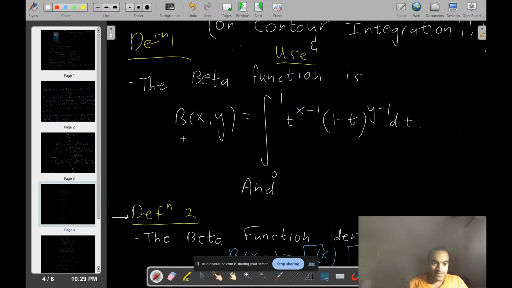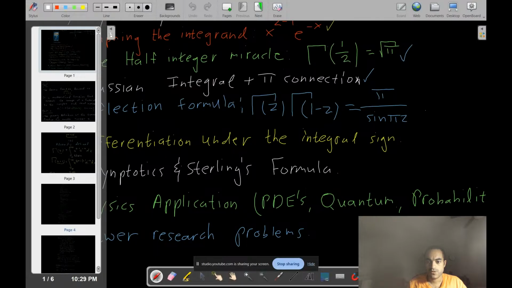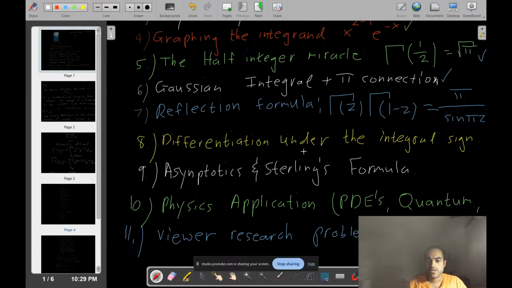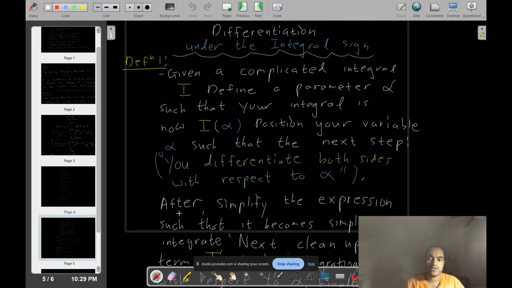Okay. Anyways, let's move on. So we've talked about that as well. Next, differentiation under the integral sign. Let's talk about that. Those of you who have finished calculus 2, and maybe are into calculus 3 or some variation of it, will be able to understand this. So, differentiation under the integral sign.